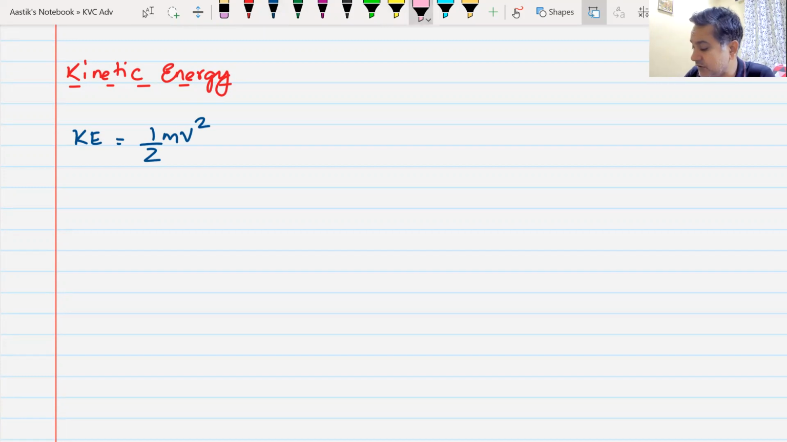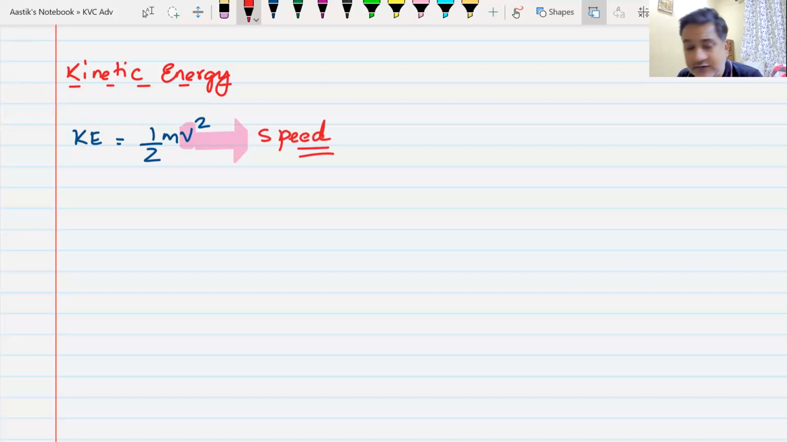No, v is not velocity. It's better to call this v as speed because it is v dot v. So it gives the magnitude of velocity, which is basically speed. Remember, kinetic energy of any body is always positive. It's never negative. So instead of calling it half mv square where v is velocity, it is better to call it half mv square, where v is speed.